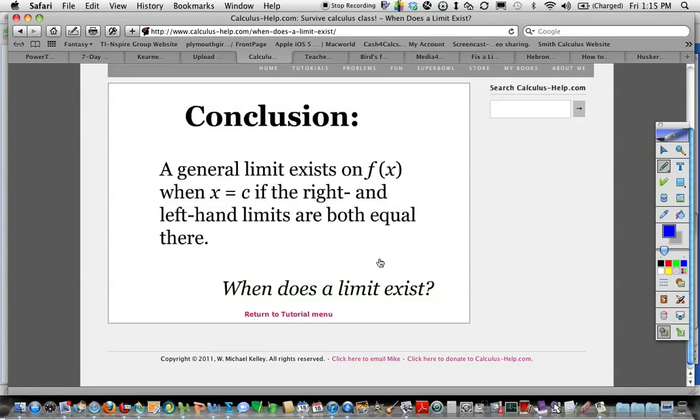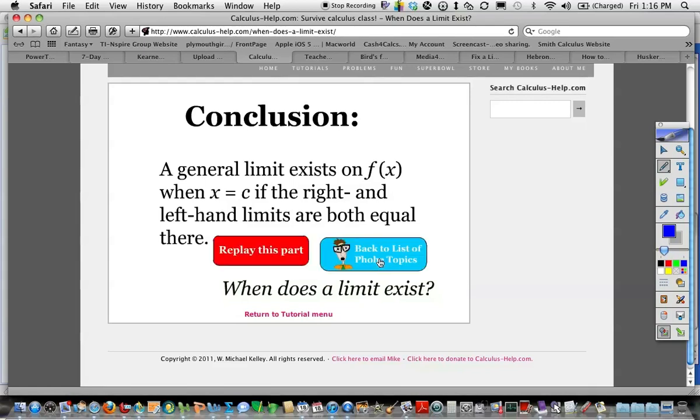In conclusion, a limit exists on a graph if you arrive at the same height coming from both the right and the left side of the given x value. Now there's two basic ways that the limit won't exist, the cars won't meet. One is the example they gave, where there's a break in the graph.